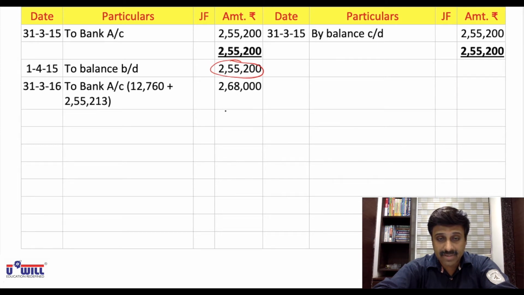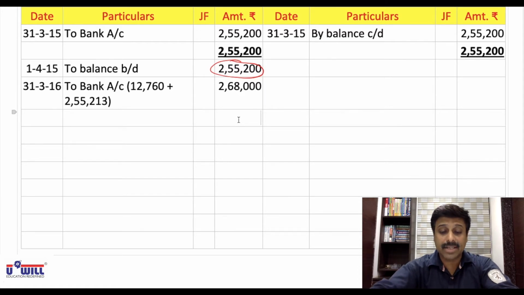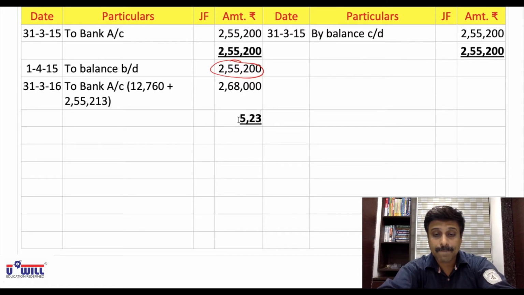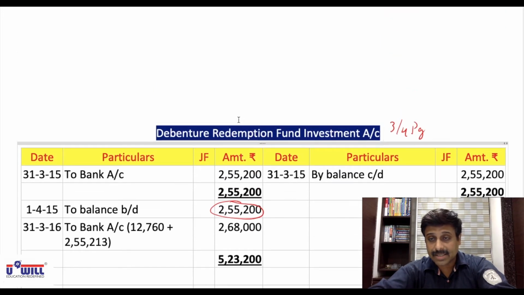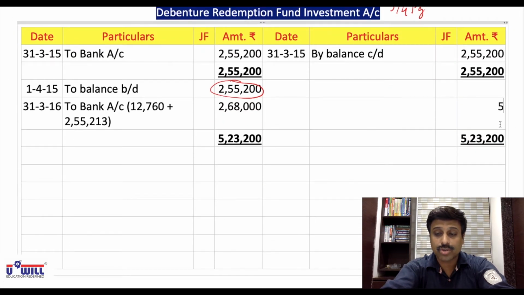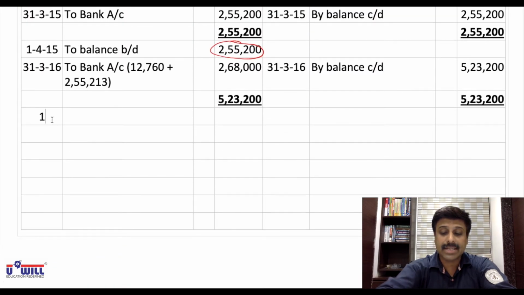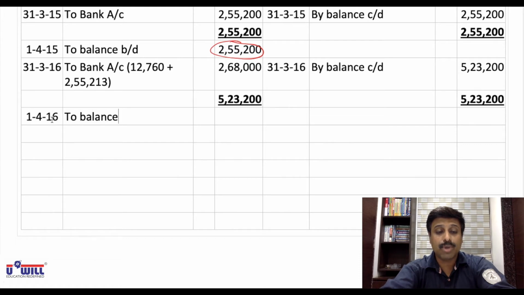So make this correction, everyone, and accordingly now the total will become how much? 2,55,200 plus 2,68,000, that is 5,23,200. Both the sides 5,23,200. That's what I said: in every question the balance will not match. Investment and funds balances can be different also. 523,200, by balance carried down, and opposite side after the totals, to balance brought down.